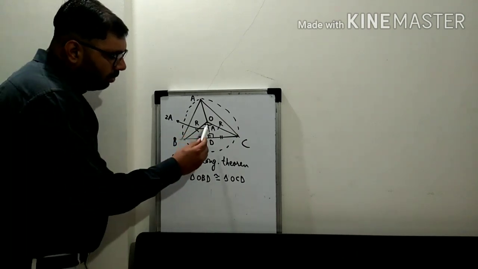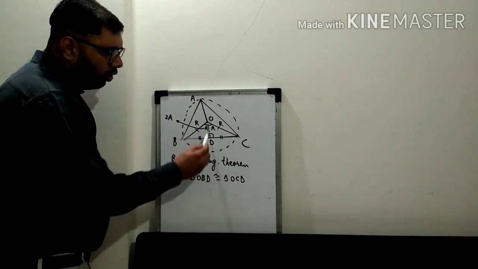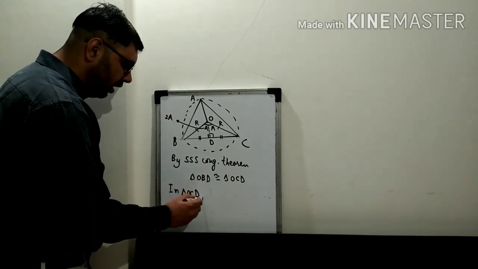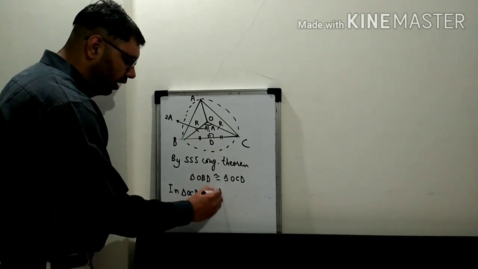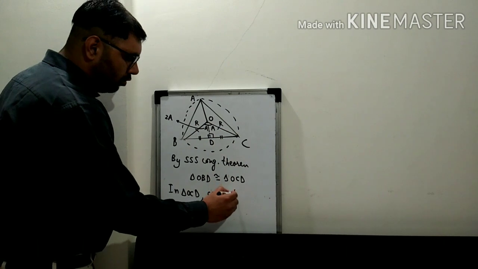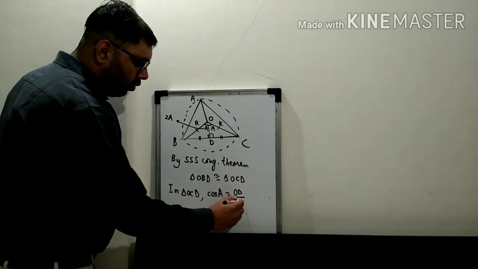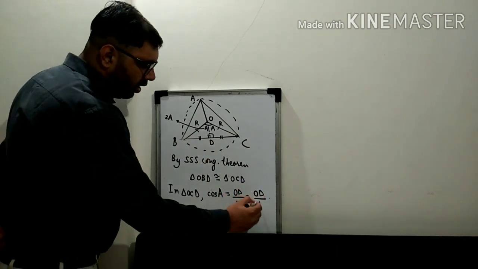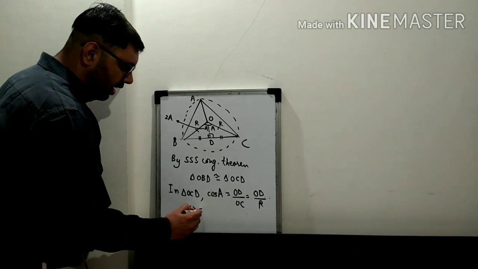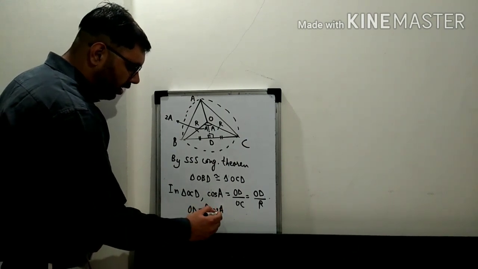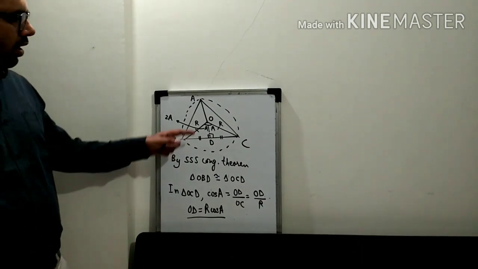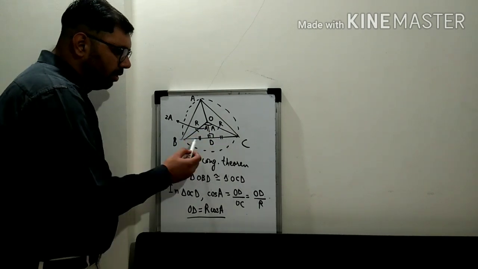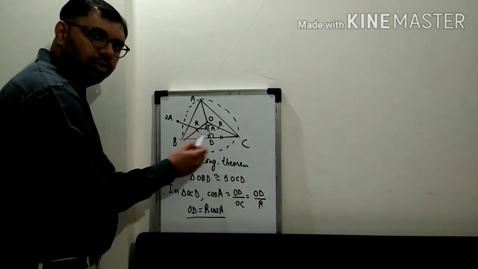Now by simple trigonometry, if I am interested in finding the length of OD, I can apply trigonometry in triangle OCD. Cos A is equal to base upon hypotenuse. Base is OD and hypotenuse is OC, so OD upon R. Now you can write OD as R cos A. So if I want to find the distance of the circumcenter from side BC, I will take R cos A, because A is the angle opposite to this side.